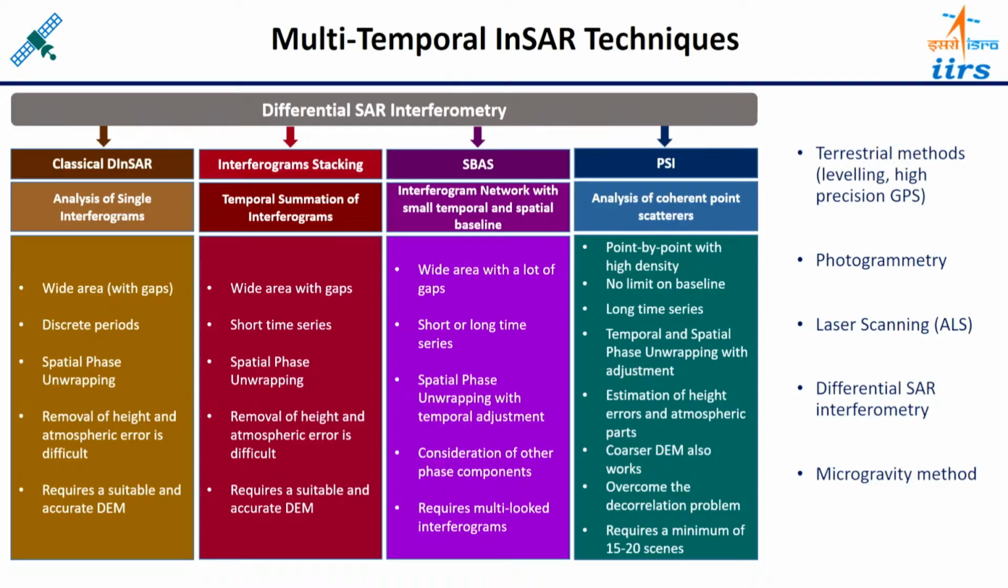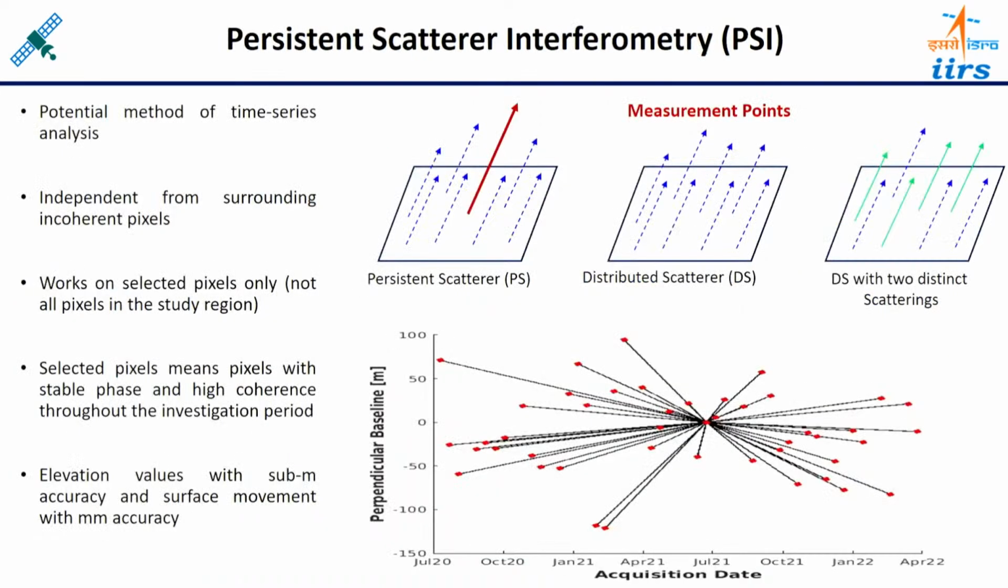It means a coarser resolution DEM can also work with SBAS and PSI techniques, because these techniques themselves calculate the topography. So a very highly accurate DEM is not required. And the interferogram stacking technique is simply the temporal summation of the interferograms, and the combined characteristic of all the interferograms is analyzed. So these are a few techniques, and now let us see.